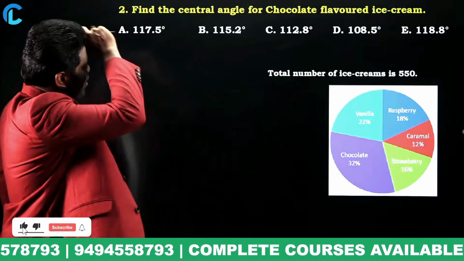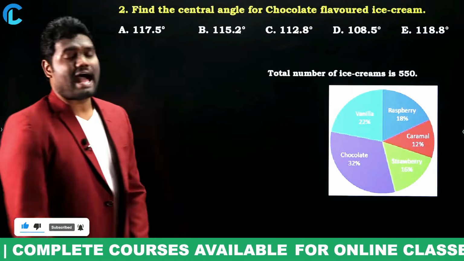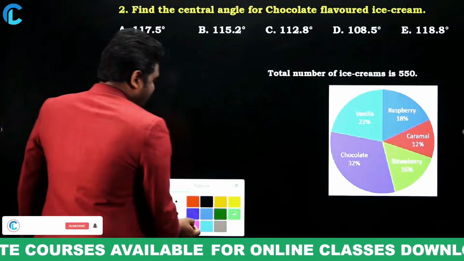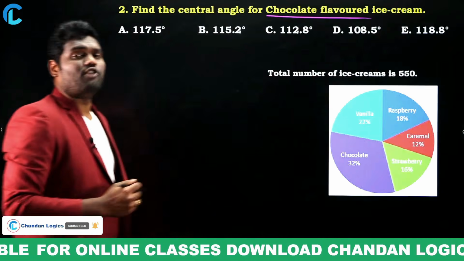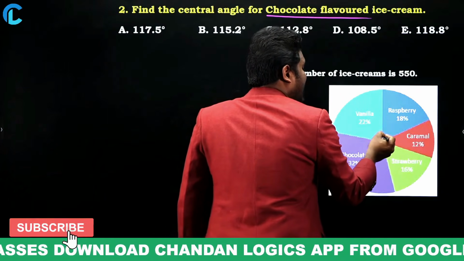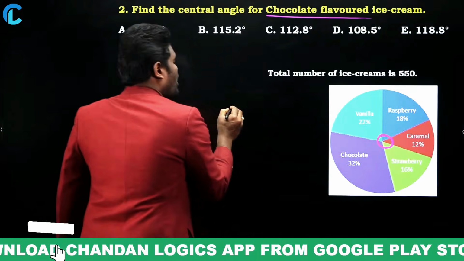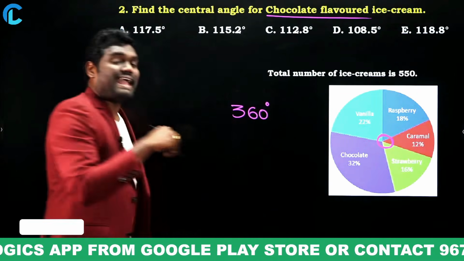Next question. Find the central angle for chocolate flavored ice cream. So they're asking for the angle formed by chocolate flavor. Now observe here carefully. The total angle is nothing but 360 degrees. Yes or no? The total angle is 360 degrees.